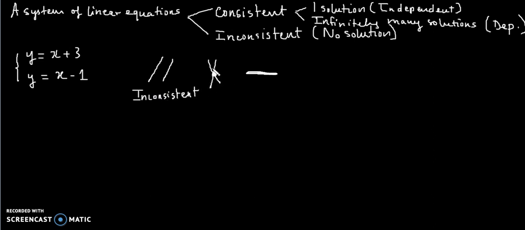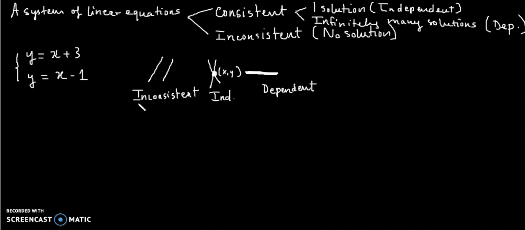For this one, the two lines intersect at exactly one point, so exactly one solution. In this case, we would call it independent. And for this case, the two lines are identical. What it means is that every single point on this line is also on the second line. So in this case, we would call it dependent.